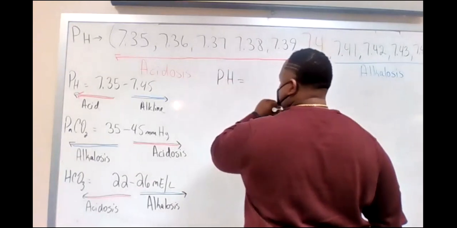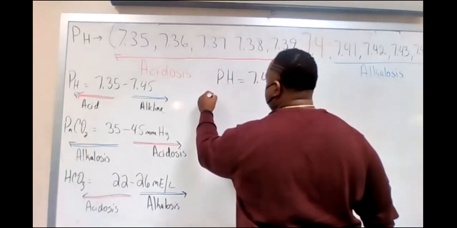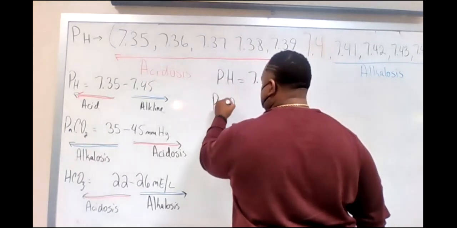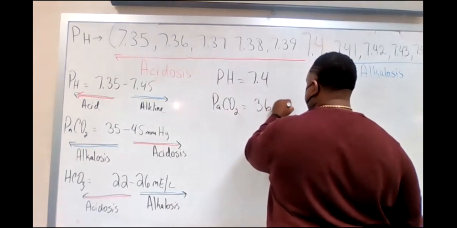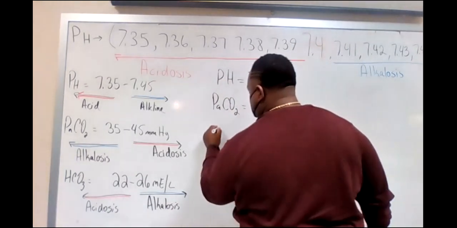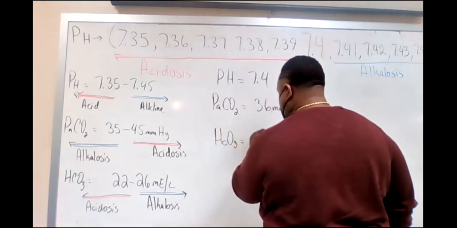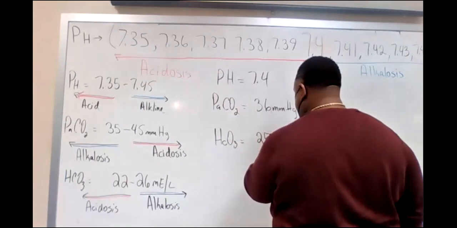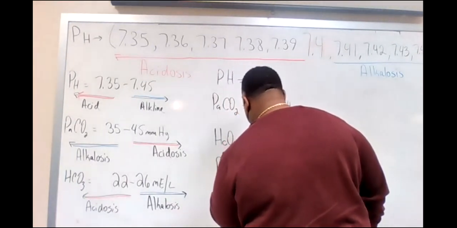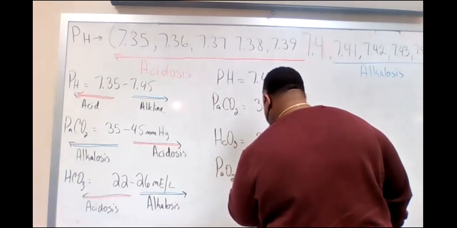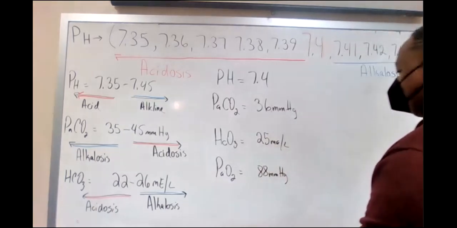So this time we got a pH of 7.4, a PaCO2 of 36, a bicarb of 25, and a PaO2 of 88. Okay.